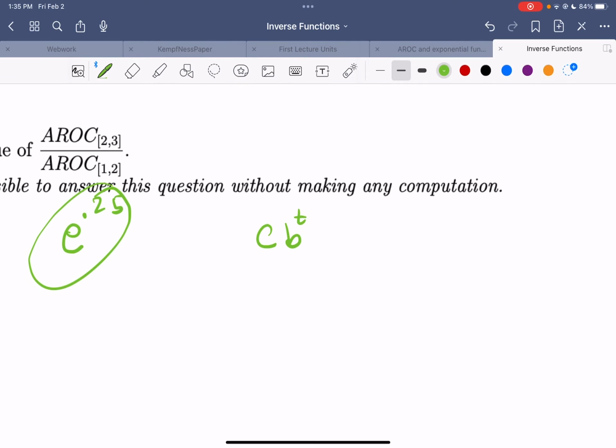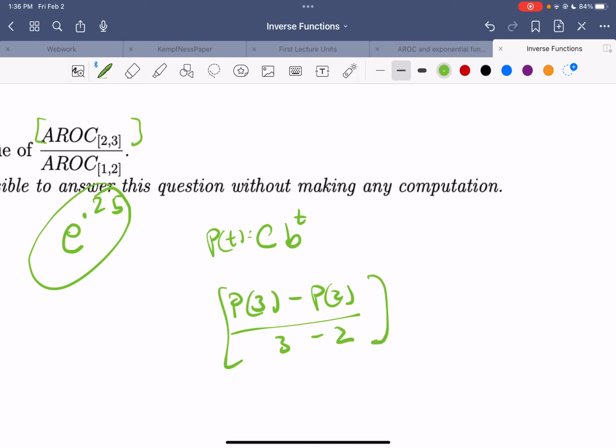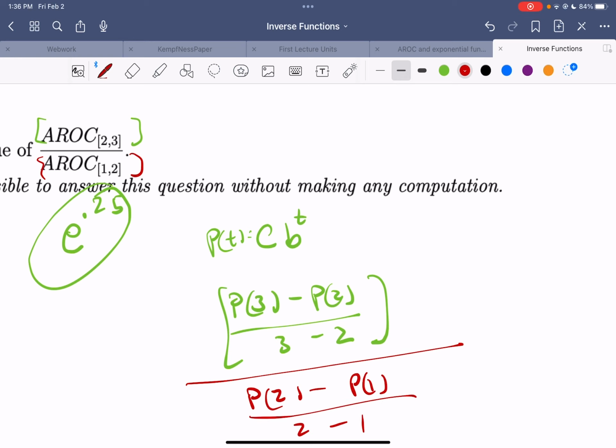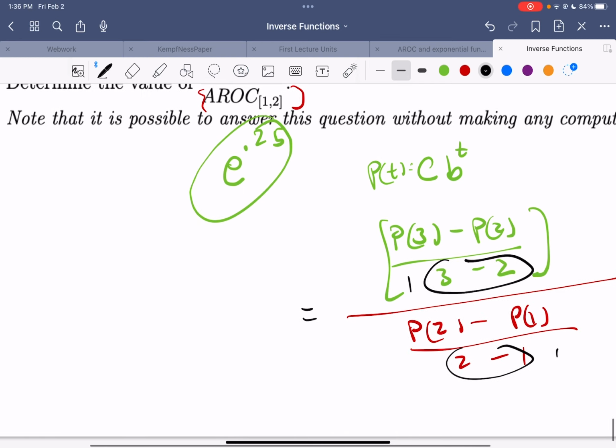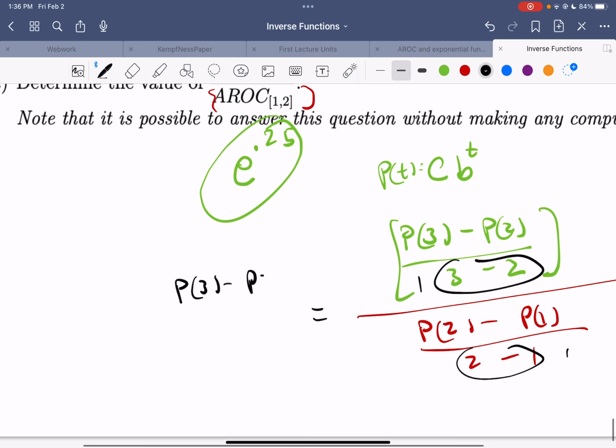The general case is this for an exponential: p of t is equal to that. If I look at the numerator, then I have p of 3 minus p of 2 all over 3 minus 2. Now for the denominator, I have p of 2 minus p of 1 all over 2 minus 1. First observation: 3 minus 2 is just 1, and 2 minus 1 is just 1. What this really says is p of 3 minus p of 2 over p of 2 minus p of 1.